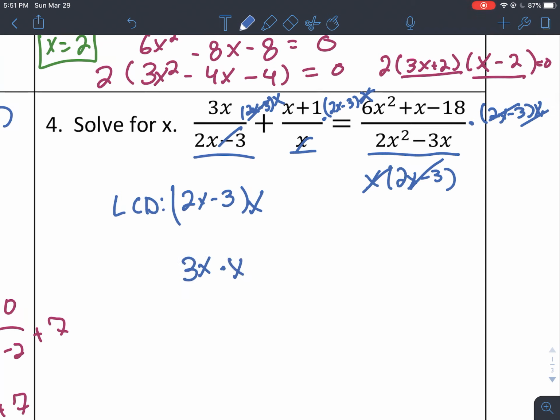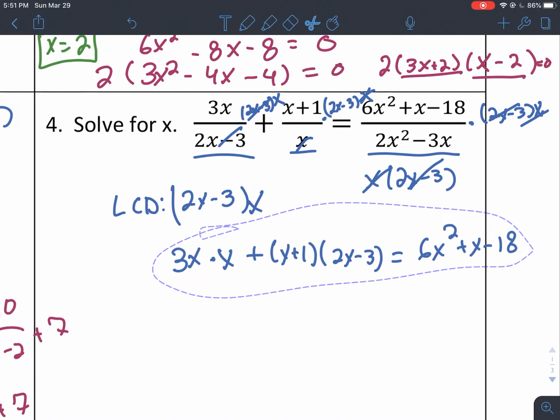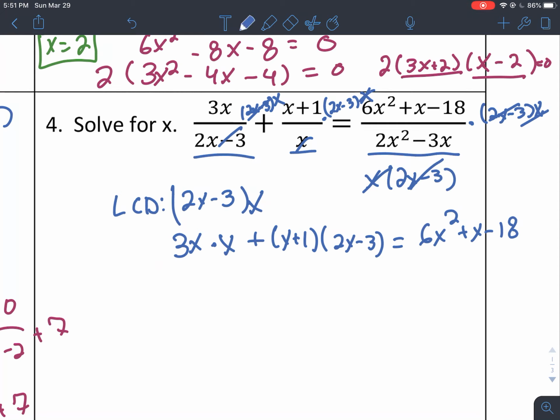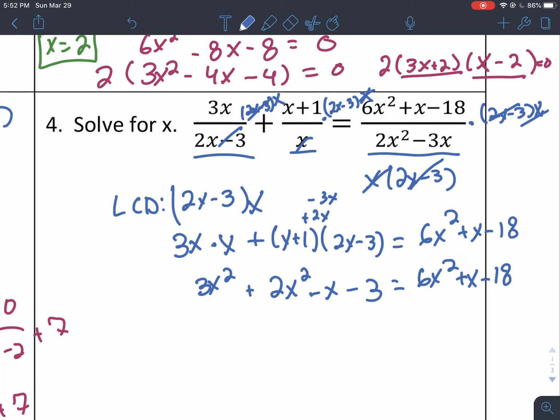So then we have 3x times (x plus 1) times (2x minus 3) is equal to 6x squared plus x minus 18. That is what we're going to take and we're going to solve. So we come through this. That's going to give us 3x squared plus 2x squared, plus 2x, minus 3x. So negative x minus 3 is equal to 6x squared plus x minus 18.